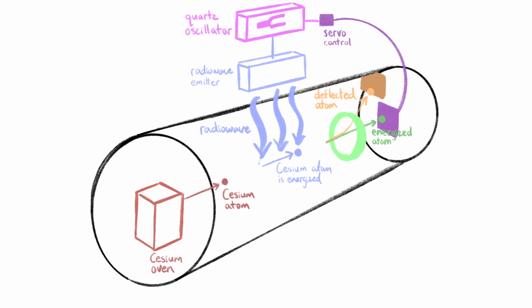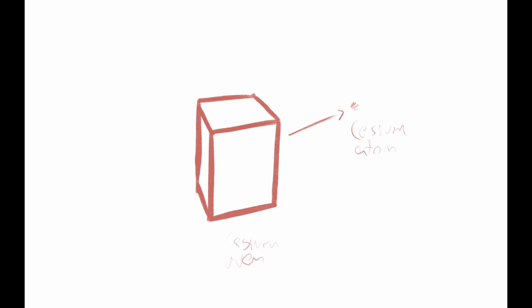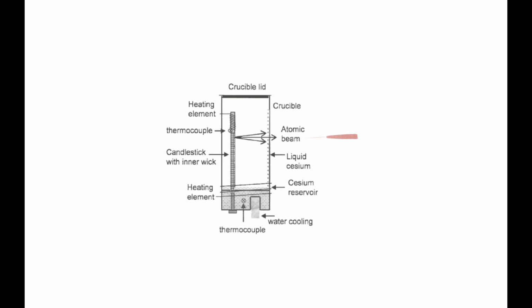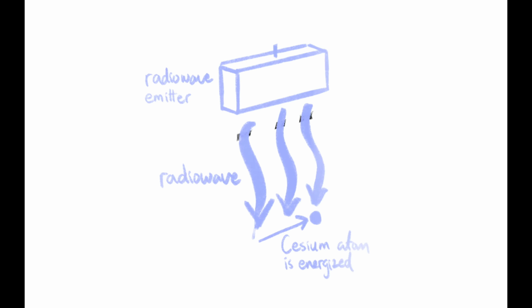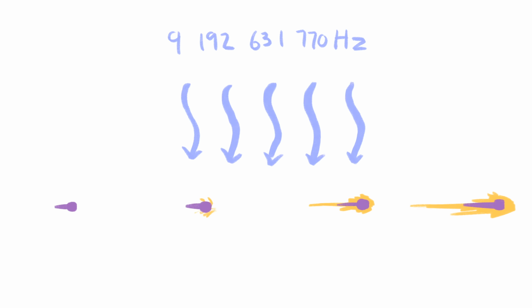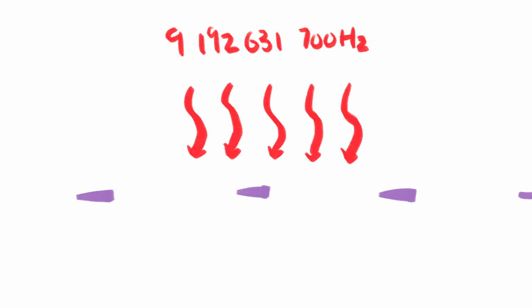With that background info, we can finally dissect the atomic clock. First, an oven evaporates the cesium-133 source to emit a beam of cesium atoms that travel without collisions. Next, the cesium atoms are bombarded with radio waves of a specific frequency, causing the electrons to absorb the energy and change orbitals. If the frequency is offset, fewer cesium atoms are energized.